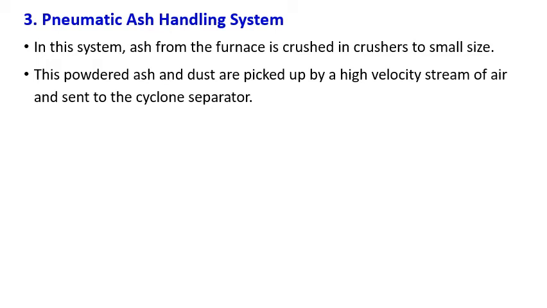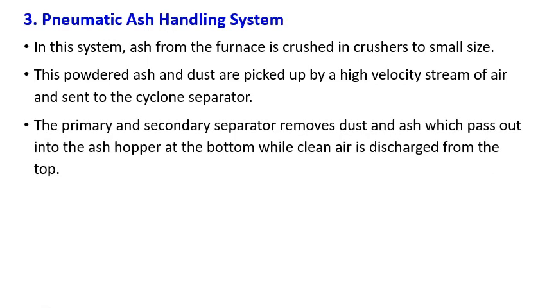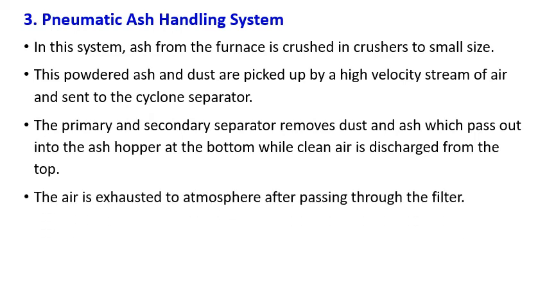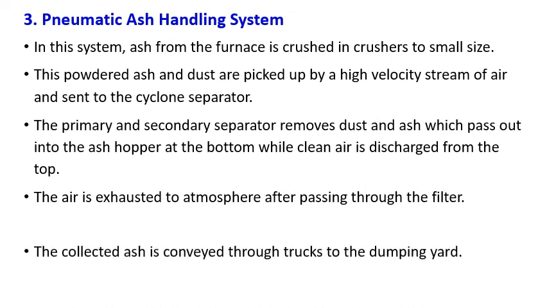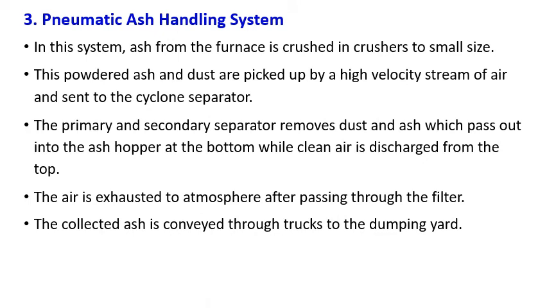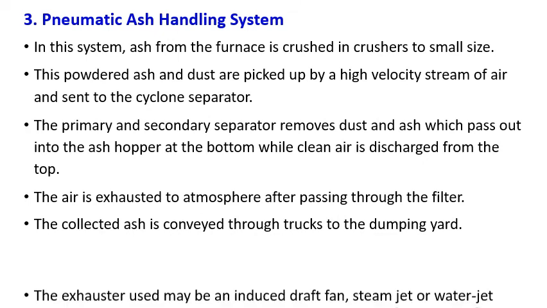The system, or the codes you are studying, or the software used, or limit switches are required to see the level of the ash that comes to the hopper and that is going out of the hopper. The primary and secondary separators remove the dust and ash, which pass out into the ash hopper at the bottom, while clean air is discharged from the top. The air is exhausted to atmosphere after passing through the filter. The collected ash is conveyed through trucks to the dumping yard.